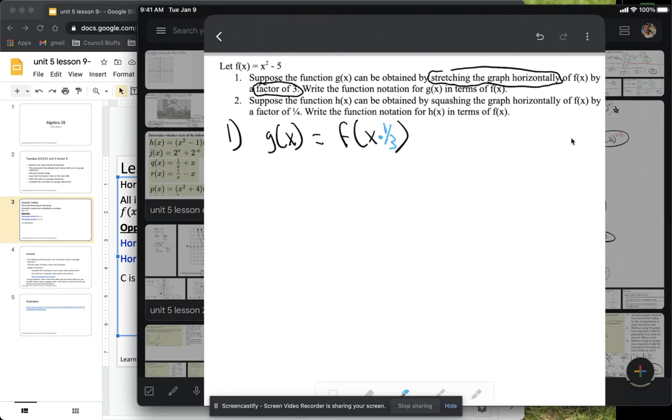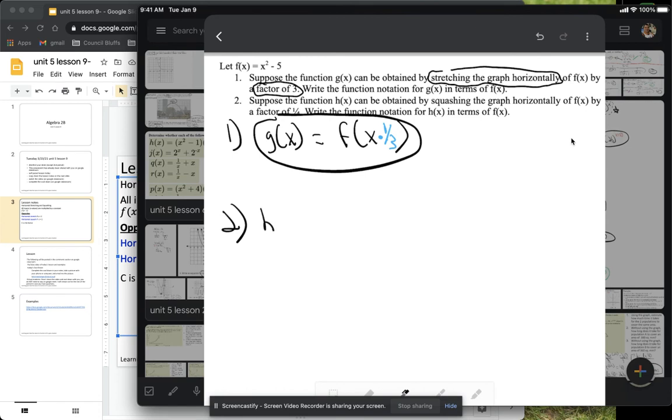So again, the multiplication goes inside the parentheses, and I have to do the opposites. Okay, it's almost kind of like what I did with horizontal shifts. I had to put the plus or minus inside the parentheses, and I had to do the opposite. Well, I'm doing the same thing here. The opposite of multiplying by 3 is multiplying by 1/3. So this right here is the answer to number 1. Okay, so let's look at number 2.